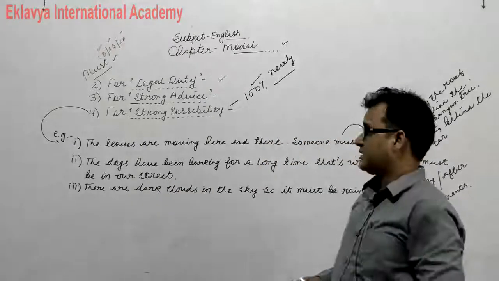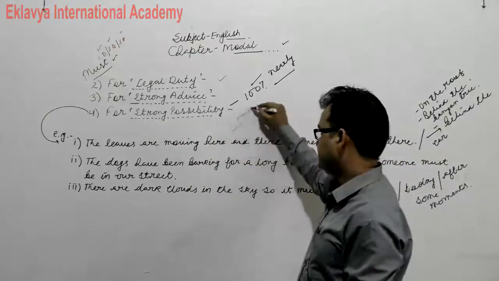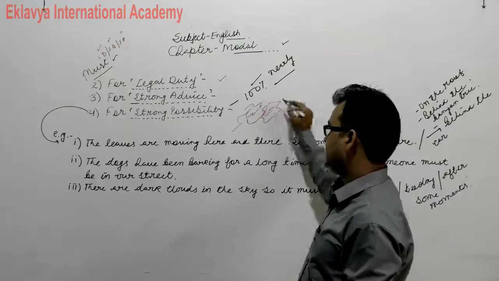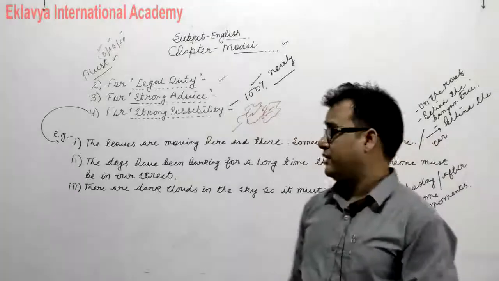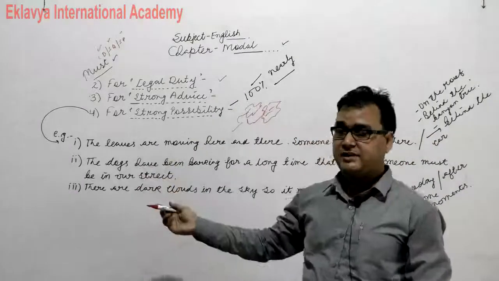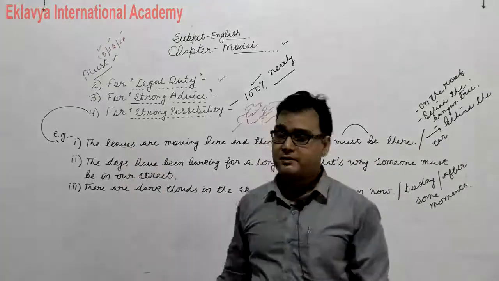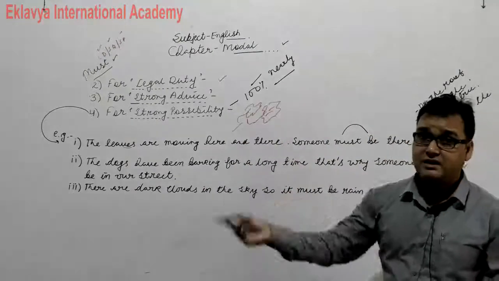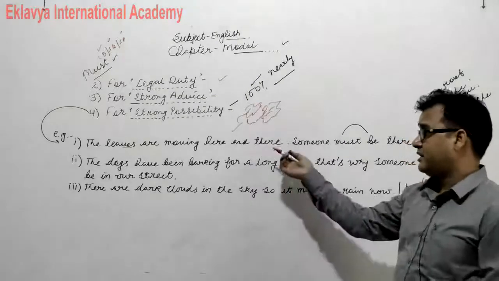Okay, let's clear the concept. The leaves are moving here and there. Leaf, the plural here is leaves. The f is removed and v and s are added. I have just removed the f and added ves, just to make it plural. The leaves are moving here and there, the leaves are moving here and there.